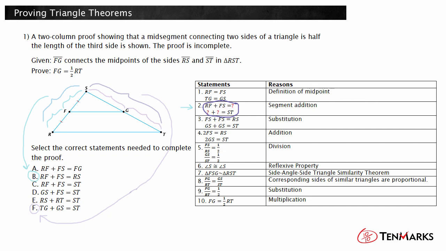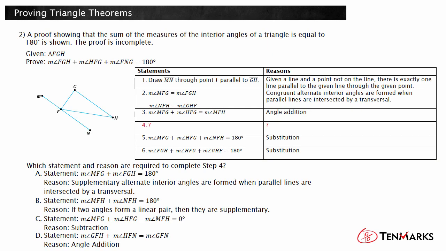Let's look at another proof. A proof showing that the sum of the measures of the interior angles of a triangle is equal to 180 degrees is shown. The proof is incomplete. Which statement and reason are required to complete step 4? This time, both a statement and reason are missing.